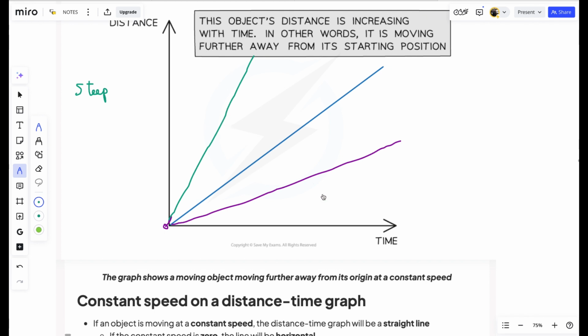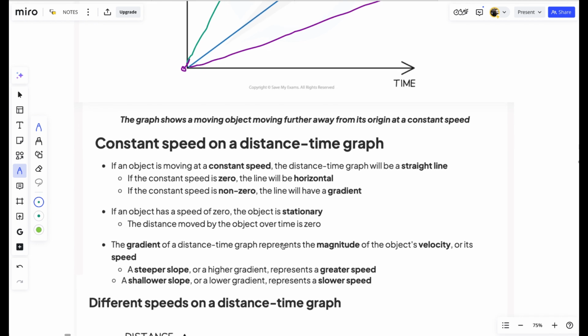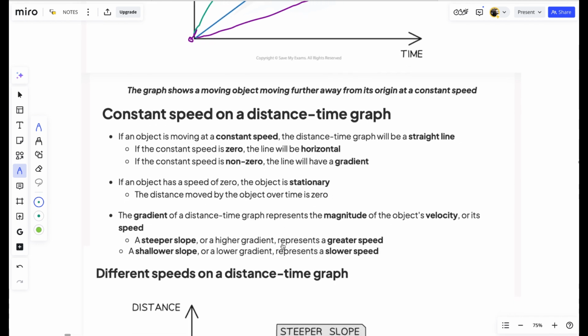So within these three, this is the slowest speed for any vehicle represented by these three lines. This is a slower speed, this is a medium speed, and this is the highest speed in this regard. That's for constant speed that you can find in a distance time graph.